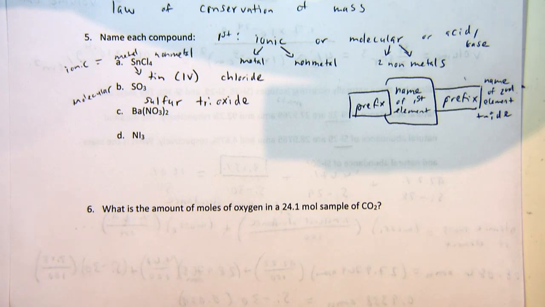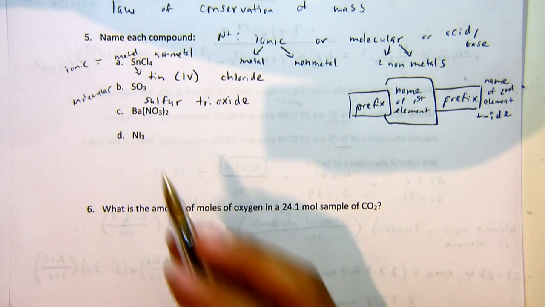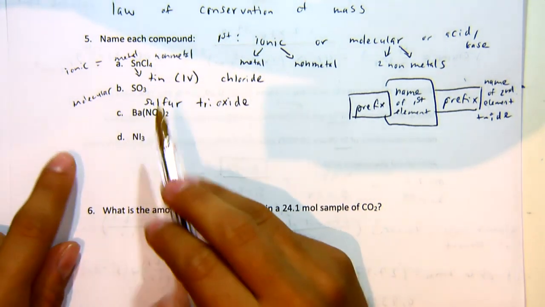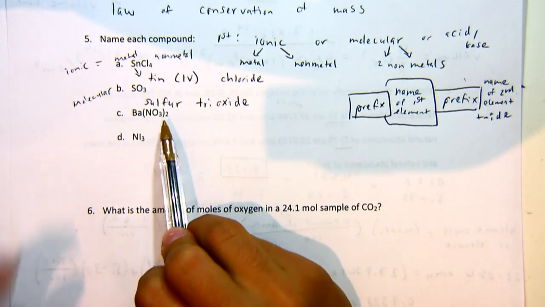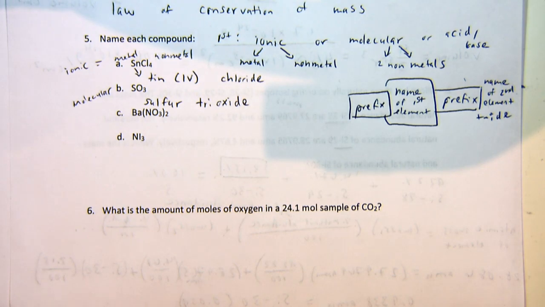Now, for our next compound, this is going to be barium with a nitrate group, which is a polyatomic ion. So polyatomic ion, yeah.